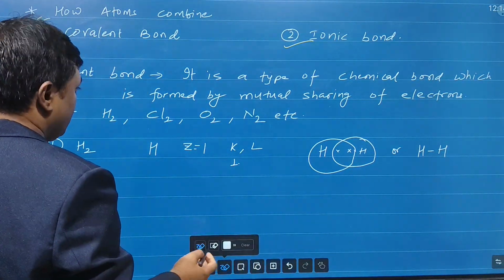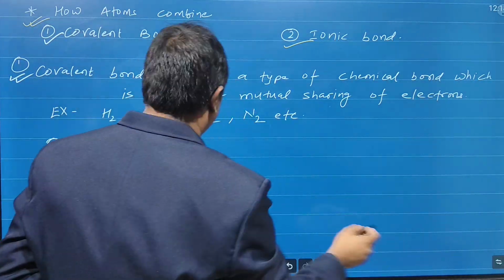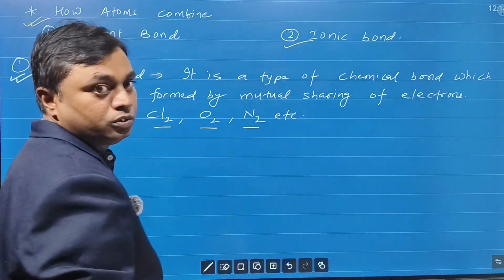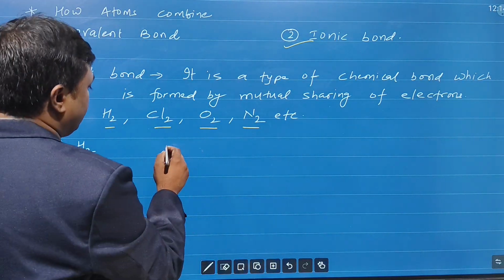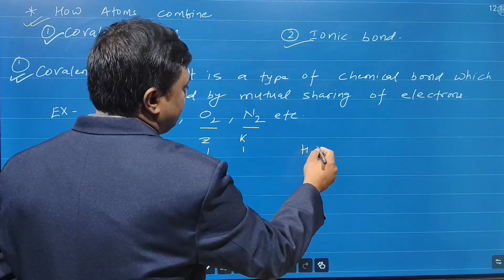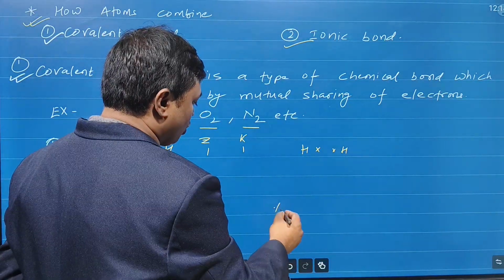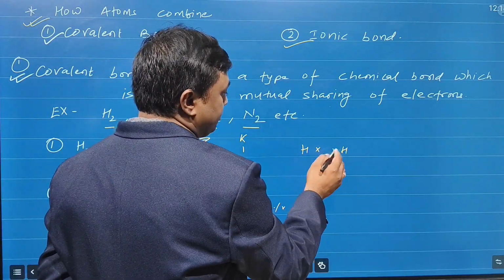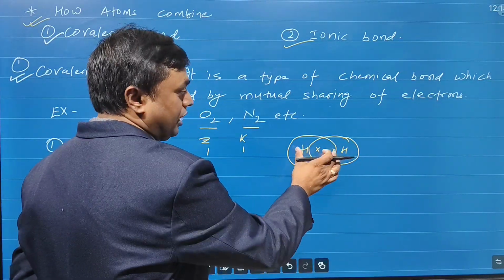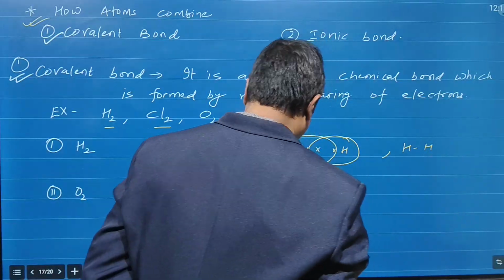Try to understand. For example, hydrogen H2, Cl2, O2, N2. The atomic number of hydrogen is 1, electronic configuration 1. You can see one valence electron is there. An electron can be represented as a dot or a cross. To become stable, it will take 1 electron, by the duplet rule. So the valence electron count is 2, and it is stable. As one pair of electrons is shared here, it is a single bond. Is that clear?